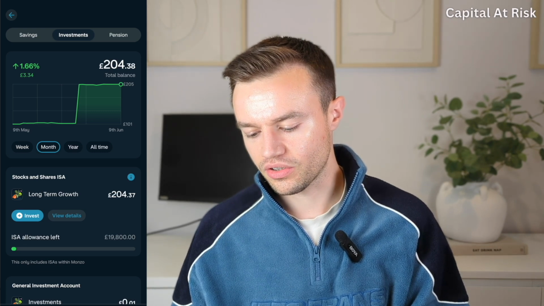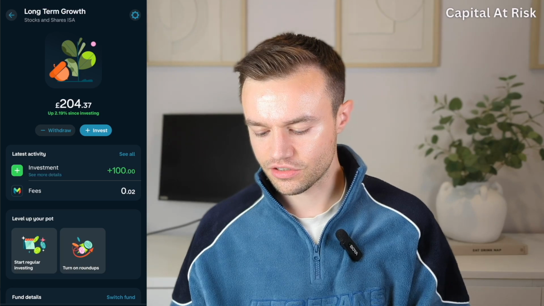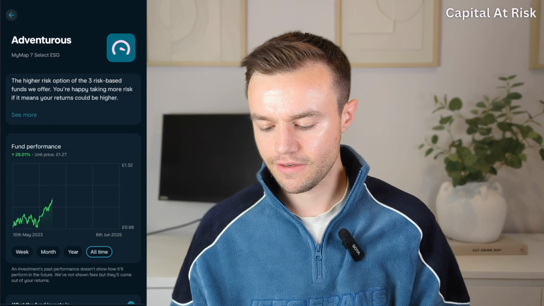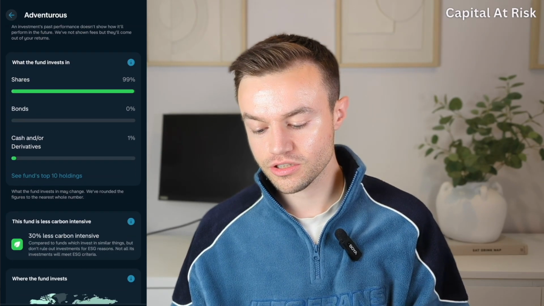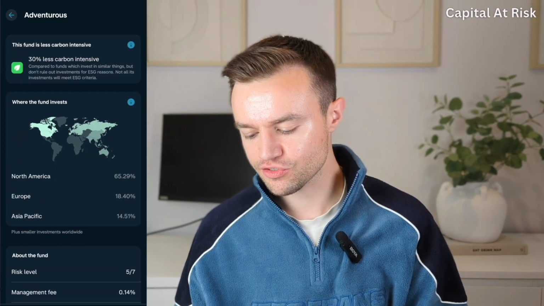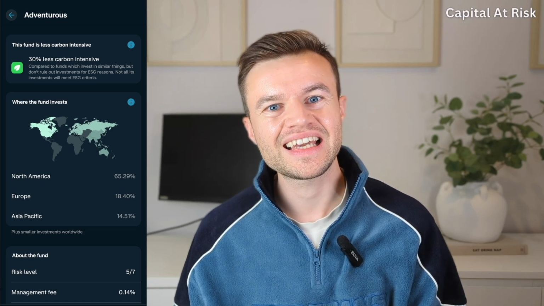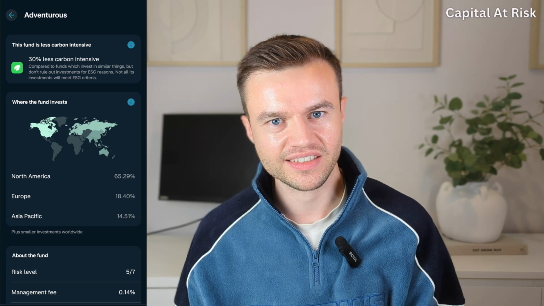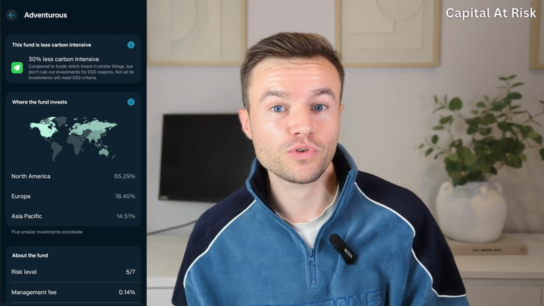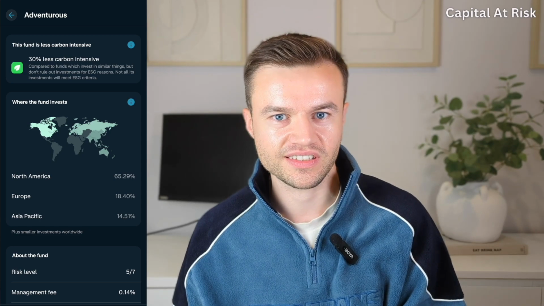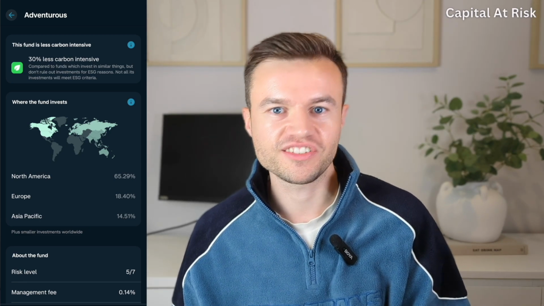So if we click on this and then scroll down and see what the fund invests in, we can see the fund is almost exclusively invested in shares. And if we scroll down, we can see that over 65% of this fund is invested in North American companies. So this tells us that the performance of the American stock market would have had a major impact on this fund. And over the past month, there's no surprises.